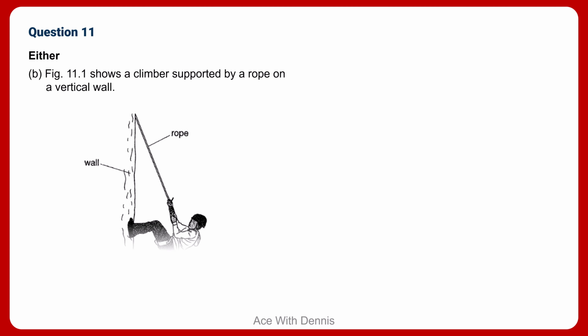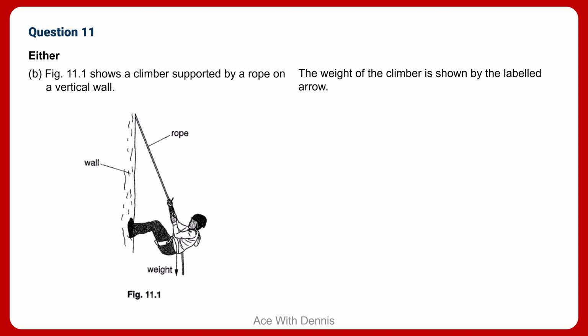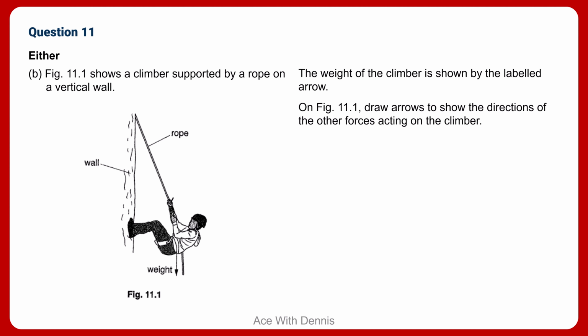B. Figure 11.1 shows a climber supported by a rope on a vertical wall. The weight of the climber is shown by the labeled arrow. On figure 11.1, draw arrows to show the directions of the other forces acting on the climber. State the names of the forces next to the arrows that you draw. 2 marks. Okay, so from here you have three forces that you need to draw.